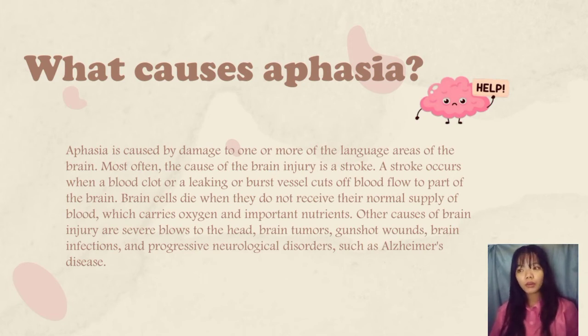A stroke occurs when a blood clot or a leaking or burst vessel cuts off blood flow to part of the brain. Brain cells die when they don't receive their normal supply of blood, which carries oxygen and important nutrients. Other causes of brain injury are severe blows to the head, brain tumors, gunshot wounds, brain infection, and progressive neurological disorders, such as Alzheimer's disease.